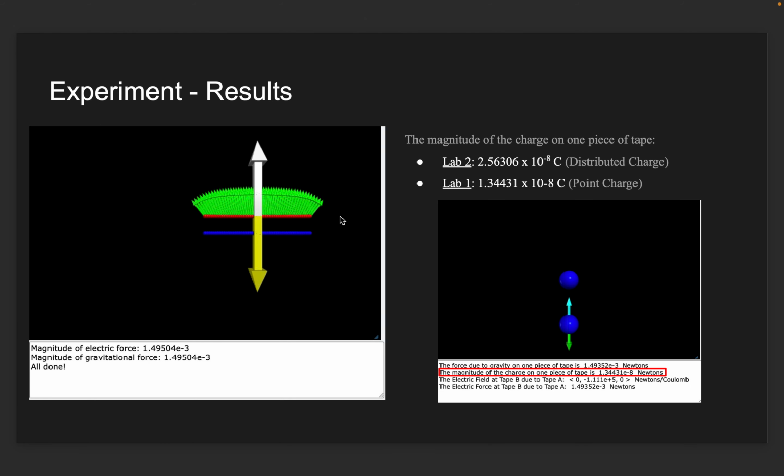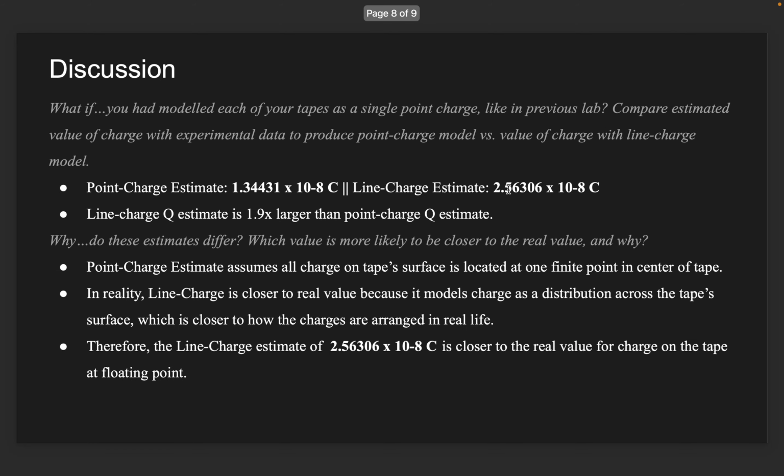And you can see in our result, we have our electrostatic force pointing upwards in the positive y direction, our force due to gravity pointing downwards in the negative y direction, and then all these green arrows are the individual electric fields of each of the system's point charges. And our final result, of course, as mentioned earlier, was 2.56 times 10 to the negative 8th coulombs versus previously 1.3 times 10 to the negative 8th coulombs.